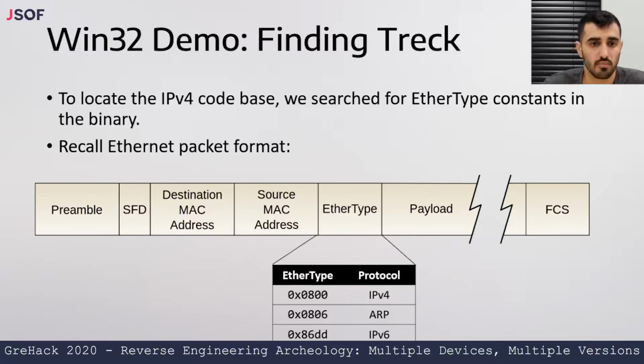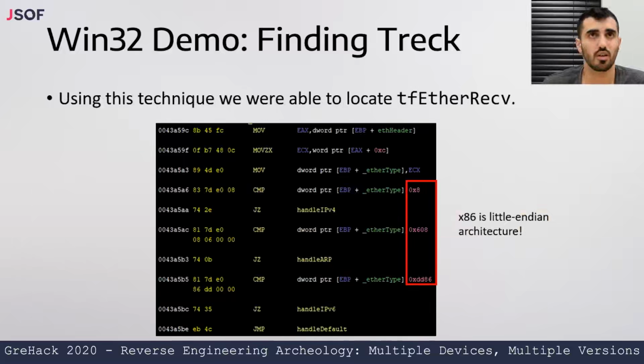So the constants of the Ether type are pretty unique. We just search for the Ether type constants for IPv4, ARP, and IPv6. We search for all of the functions which contain these three constants, and using this technique we were able to locate TF Ether receive, which is the function that is responsible for handling incoming Ethernet frames.